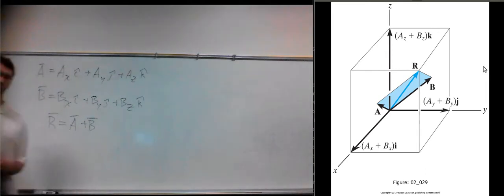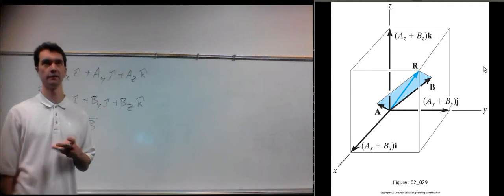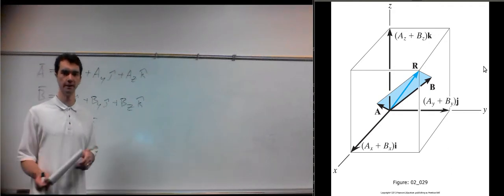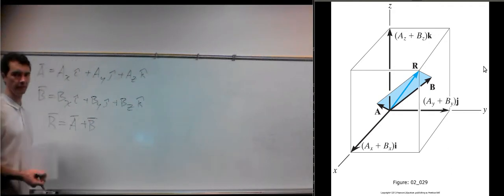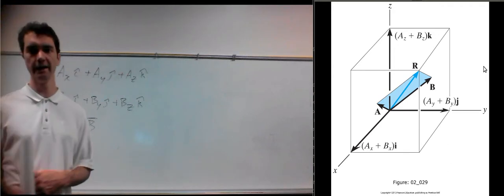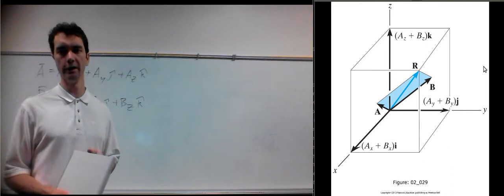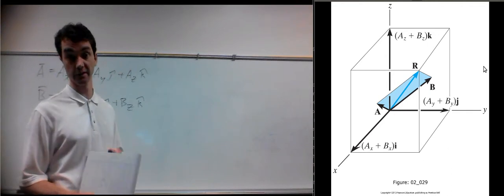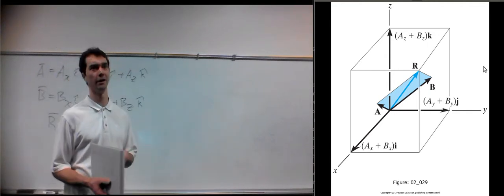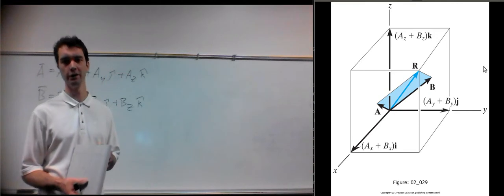This is the exact same process as for vectors in 2D. And you see in the picture there, we have A and B, and then the resultant R, whose components define the edges of that parallelepiped, I think it's called. Anyway, a 3D rectangle.